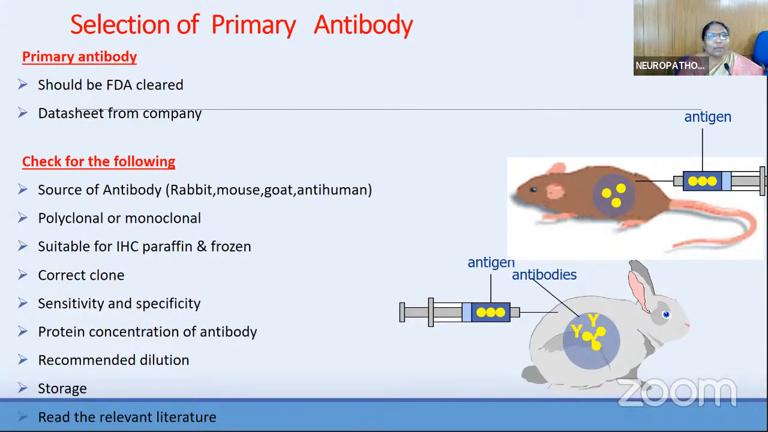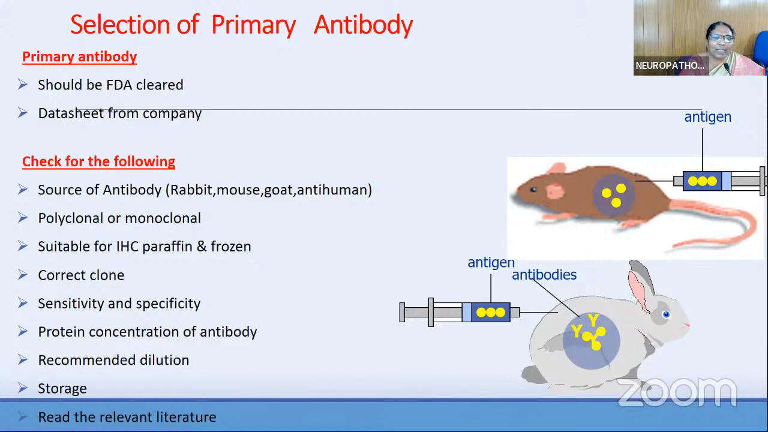Then it comes out to the market, and you have a data sheet from the company. The data sheet should have detailed information: source of antibody, that is whether your antibody is raised in mouse, rabbit, goat, or human; polyclonal or monoclonal; suitable for IHC, paraffin, and frozen section. Whether it contains the correct clone, because many dealers, instead of monoclonal, would have supplied you polyclonal or a different clone. So you have to check for the correct clone. Sensitivity and specificity of the antibody, protein concentration of the antibody, recommended dilution, and recommended antigen retrieval method also.